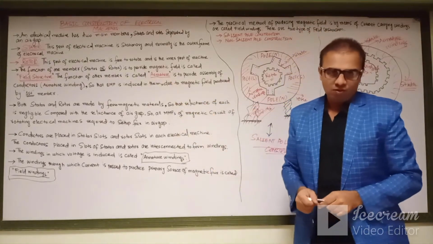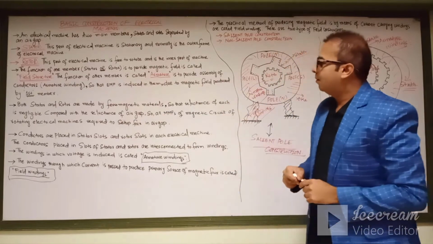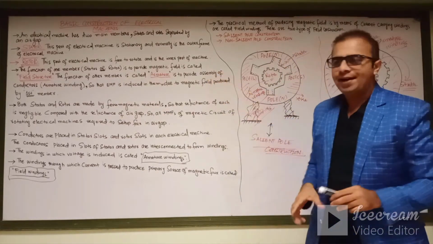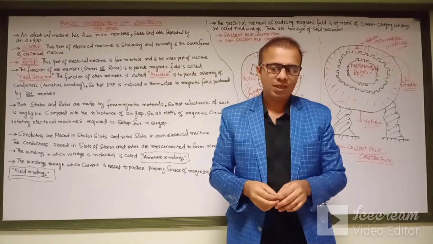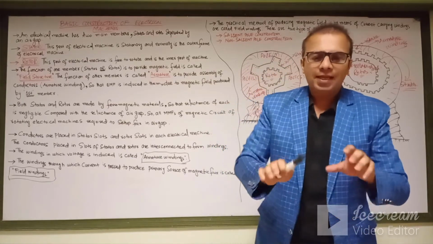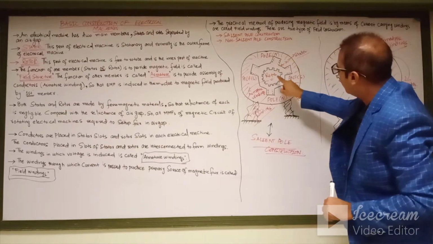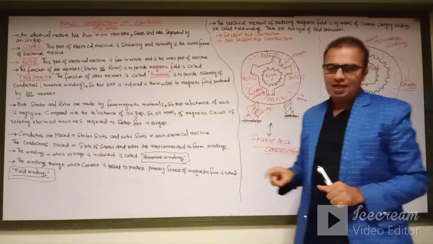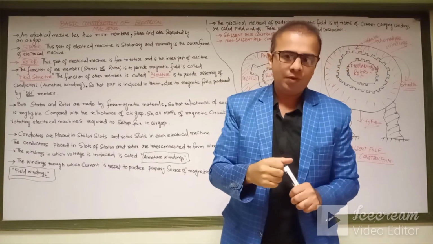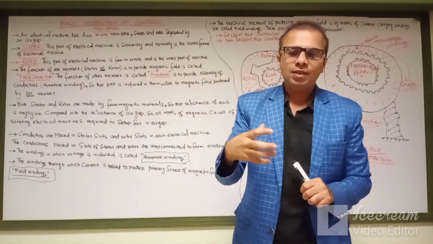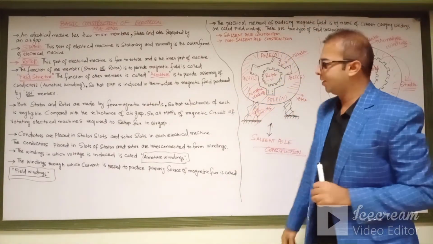The second one is the rotor. This part of the electrical machine is free to rotate, and it is the inner part of the electrical machine. The rotor is the inner part, as you can see from the diagram. This is the stator and this is the rotor. The rotor is the inner part of the electrical machine and it is free to rotate. It is the rotational part of the electrical machine.